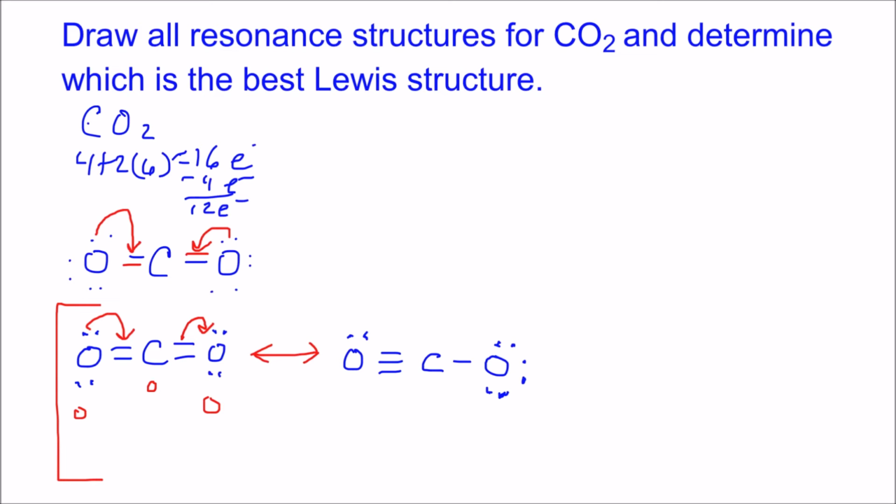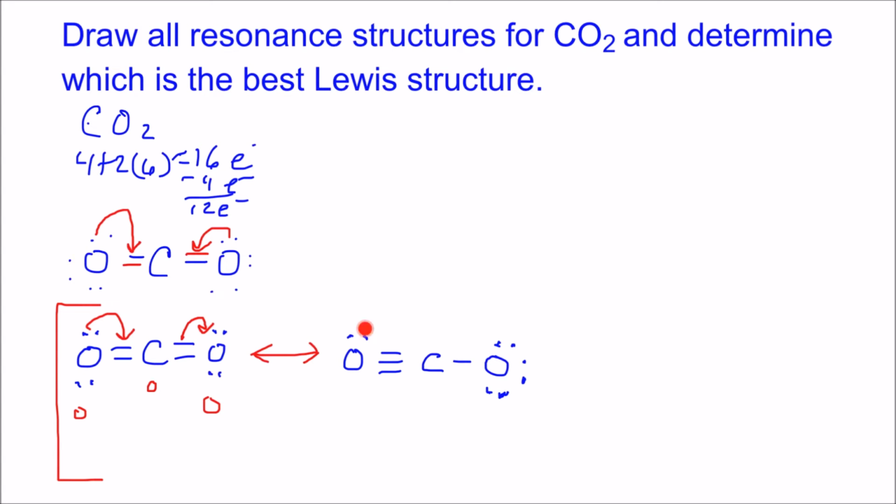Okay, let's check the octet rule. We have 2, 4, 6, 8 around that oxygen, and we have 2, 4, 6, 8 around the carbon, and 2, 4, 6, 8 around the oxygen. So the octet rule is still obeyed. Alright, that means they still all have the same number of electrons as they did before, and the overall charge is the same.